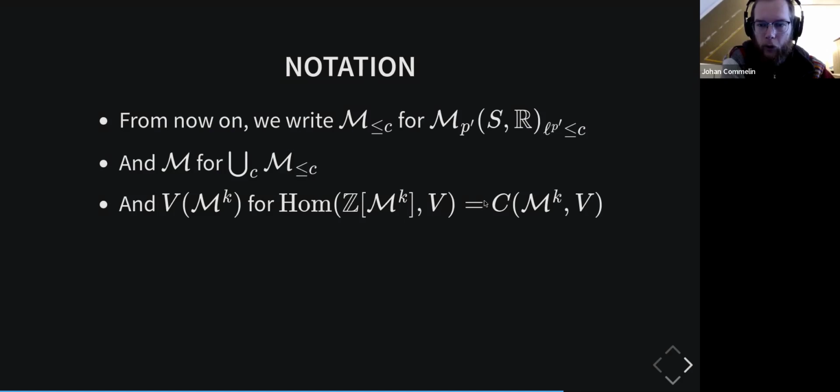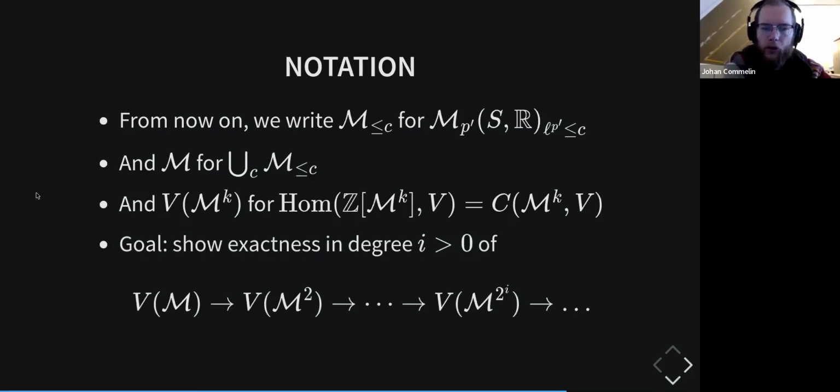And so we are also going to abbreviate this a little bit, and we're just going to write V applied to M^K. Okay. So the goal is now to show exactness in degree i of this complex. And in degree i, we have this M to the power 2 to the i because of this MacLane Q construction. Good. So if we show exactness, even though we started with something that wasn't a resolution, because of this little lemma, if we show exactness here, then we know that these Ext groups are equal to 0.